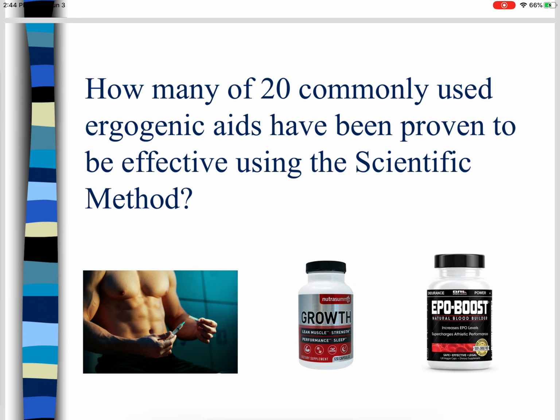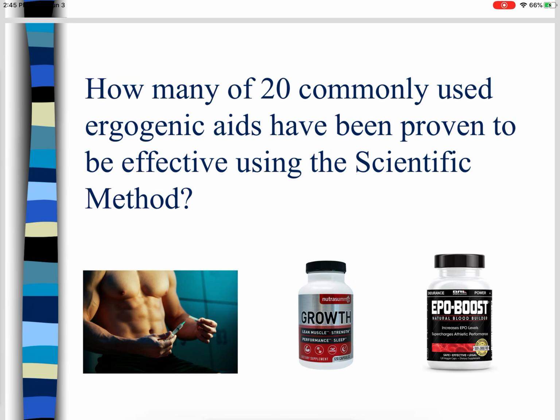But first, let me make it applicable. Let me ask you a question. So let's say I give you a list of 20 commonly used ergogenic aids. An ergogenic aid is something that is said to aid athletic performance. So it could be steroids, growth hormone, EPO, caffeine, amphetamines. Whole list, right? So what if I say that out of 20 commonly used ergogenic aids, how many of those do you think have been proven to be effective through scientific research?